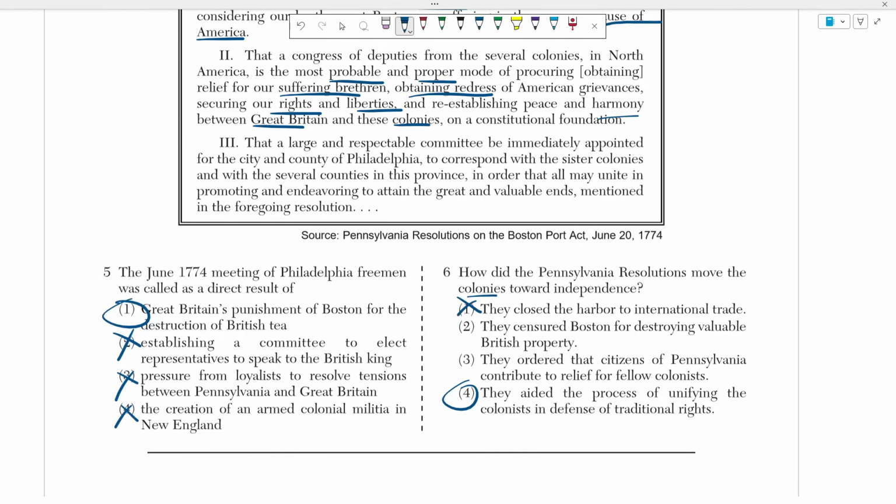The colonies did not want to close the harbor to international trade. They did not want to censor Boston for destroying valuable British property. They didn't censor Boston. They tried to aid Boston. They understood what people from Boston would be experiencing with the port being shut down. Choice 3 is wrong. They ordered that the citizens of Pennsylvania contribute to relief for fellow colonists. That is not stated anywhere in this text, okay?